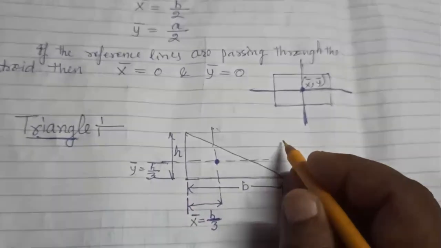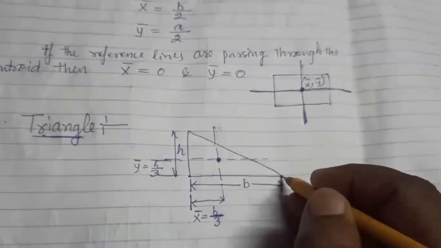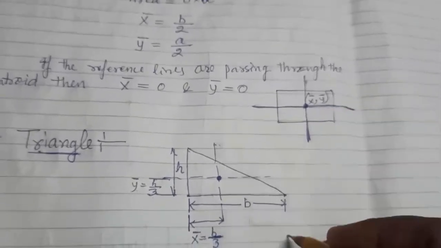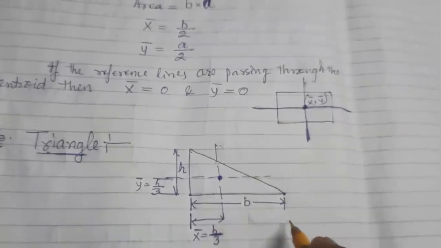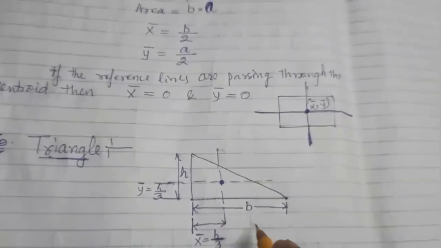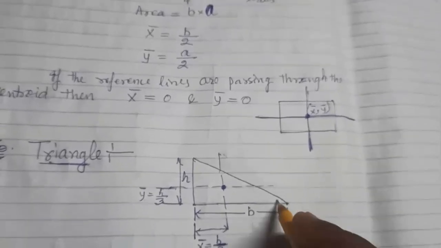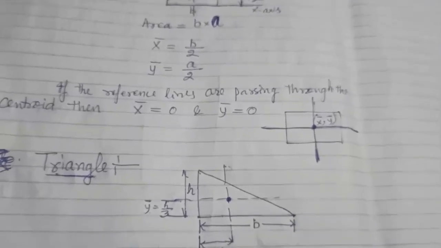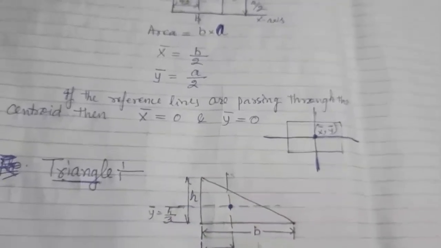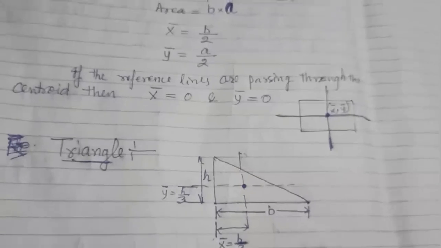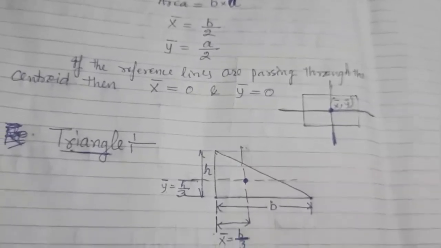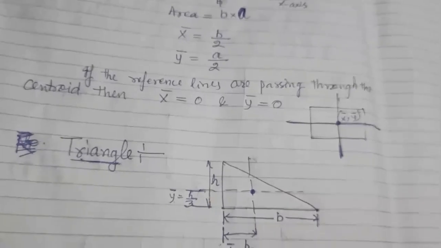In the other case, if the reference line is passing through this point, then the distance will be measured from this side, and it will be x bar is equal to 2 by 3 of b. From the small angle side it will be 2 by 3 of b, but we are measuring the distance from this side, the right angle side, so x bar is equal to b by 3 for a triangle.